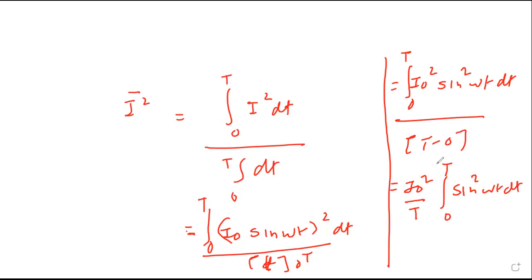Sine square theta has no formula in integration. You have to convert in power 1. So just copy till this, then I'm doing further. I naught square upon t integral of 1 minus cos of 2 omega t upon 2, since sine square theta is 1 minus cos 2 theta upon 2, 0 to t dt.